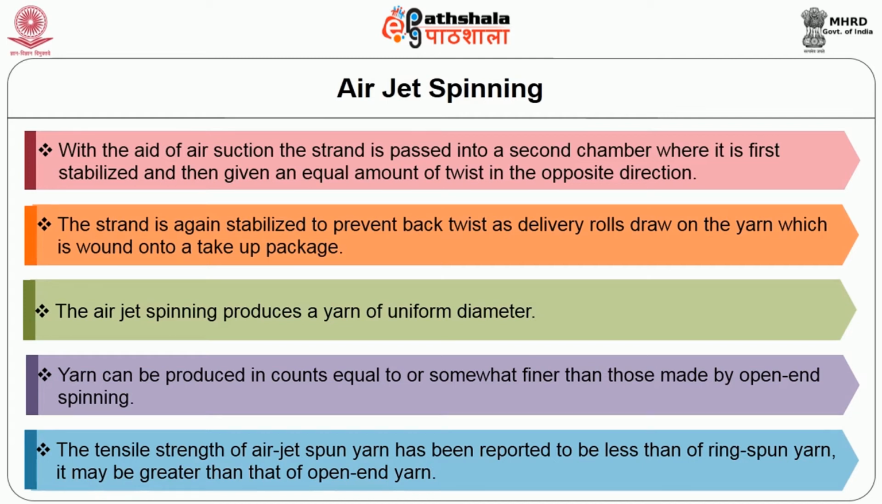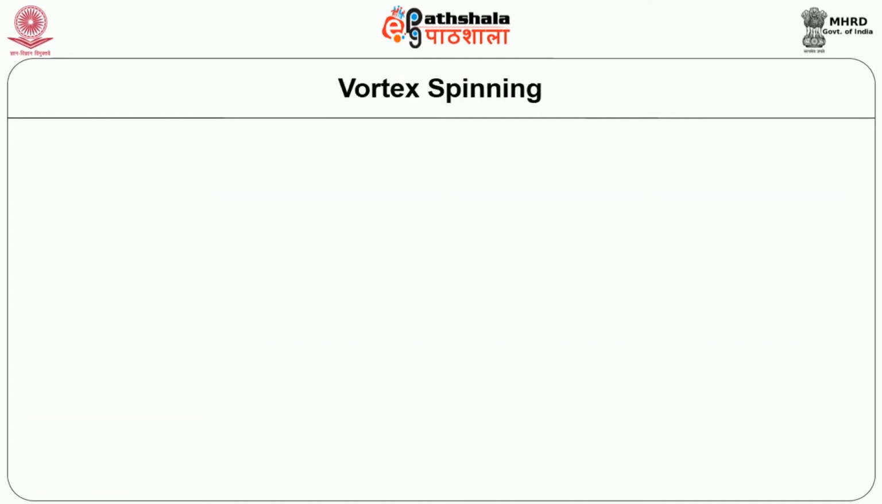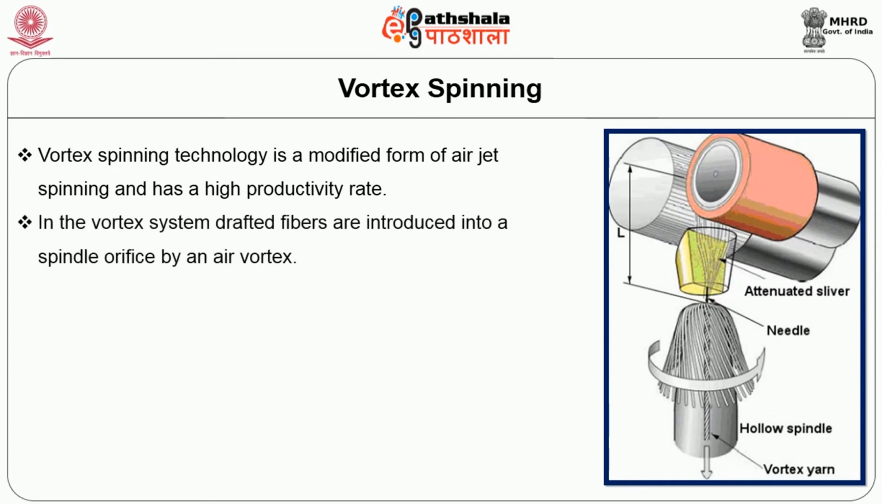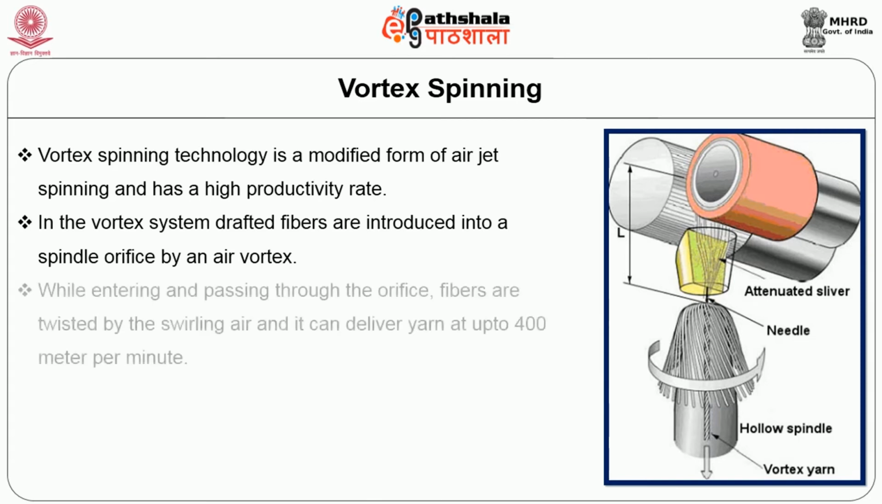Coming to the vortex spinning method, vortex spinning technology is a modified form of air jet spinning and has a high productivity rate. In the vortex system, drafted fibers are introduced into a spindle orifice by an air vortex. While entering and passing through the orifice, fibers are twisted by swirling around, and it can deliver yarn up to 400 meters per minute.